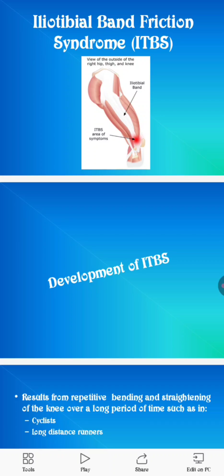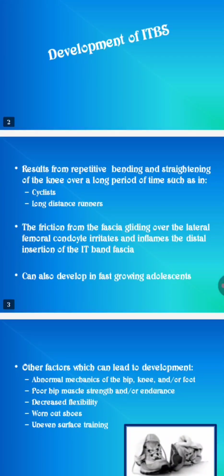Iliotibial band friction syndrome is common in runners. So who are the athletes, or those having activities such as bending the knee again and again, running, squatting? In such conditions there is a problem called iliotibial band friction syndrome. How does it develop, how does it occur, and why does it occur? We will learn all this in this video.